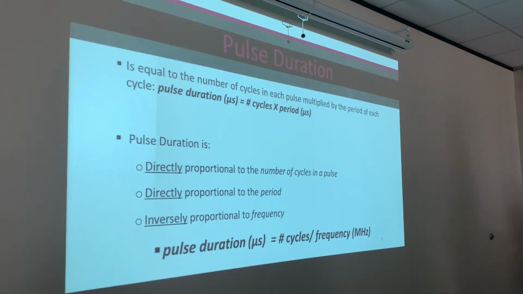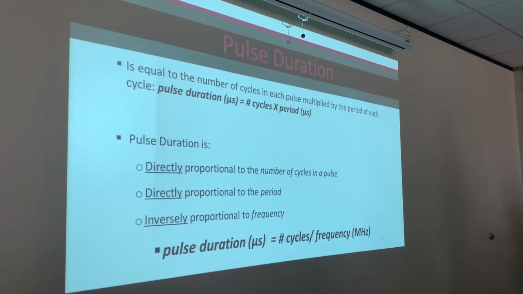So let's talk about the relationship that pulse duration has with the number of cycles. It's directly related to the number of cycles, right? Because the duration of the pulse is going to get longer if you increase the number of cycles, or if you decrease them, then it's going to get shorter. Okay? It's directly proportional to the period as well. Because if the time it takes to create a cycle is longer, then our pulse duration is going to increase as well, correct? All right?